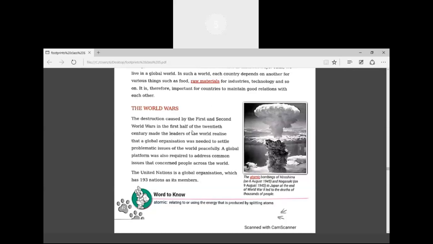Suppose in your class, if you are having good relations with all of your classmates, then what will happen? If you require someone's notebook someday, maybe you are absent for some days, or you have to go somewhere, in such a case if you are maintaining good relations with your friends, they will give their notebooks to you. But if you keep fighting with each other, they will not give you their notebooks. In the same way, if countries have to depend on each other for some things, they should also have good relations with each other.